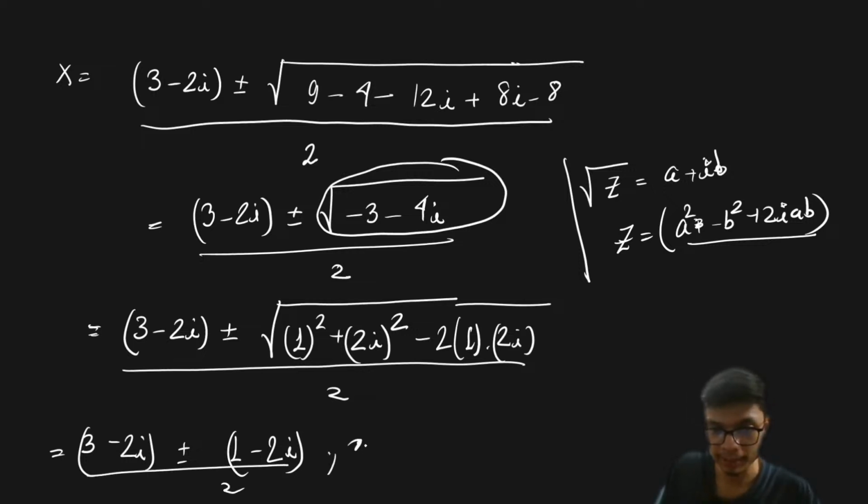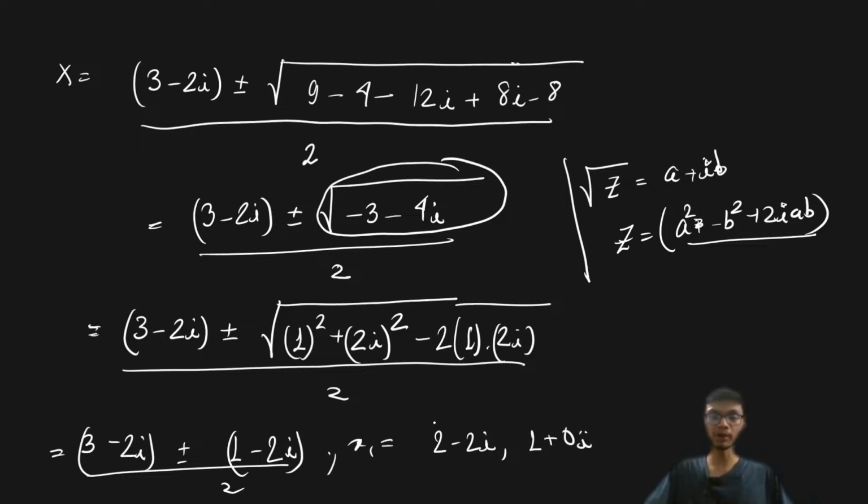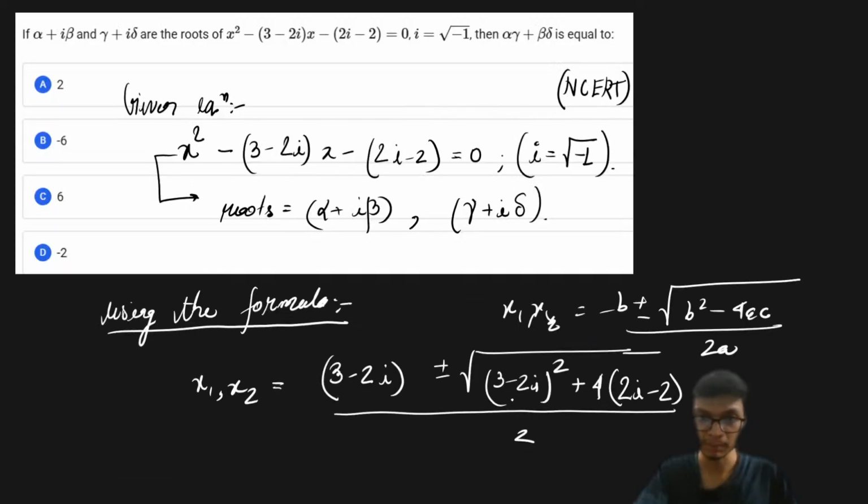So from here my two roots are simply 2 minus 2 iota, and the other root is 1 plus 0 iota, right? So from here you can see this is alpha plus beta iota, and this is gamma plus delta iota.